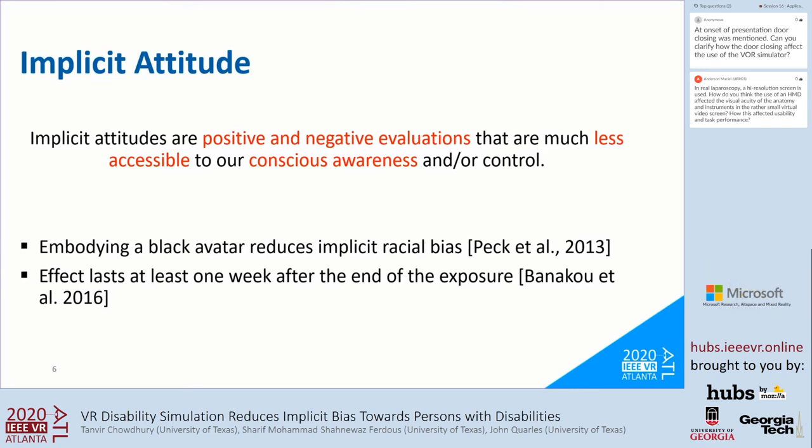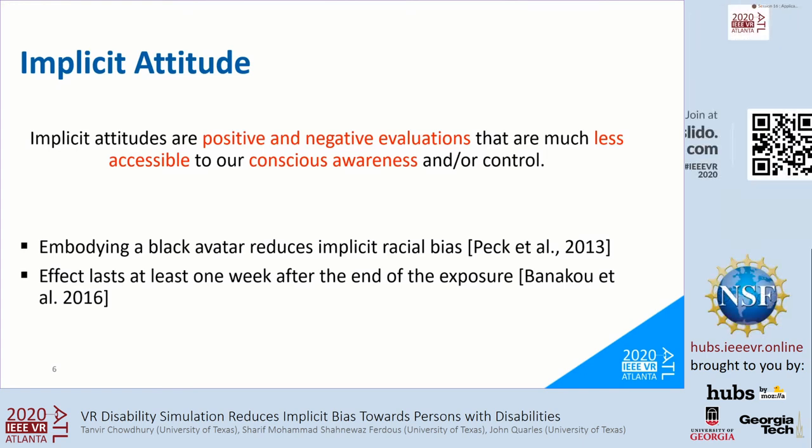Implicit attitudes are positive and negative evaluations that are much less accessible to our conscious mind. Even if you say that you like mathematics, it is possible that you associate math with negativity without being actively aware of it. In this case, we could say that your implicit attitude towards math is negative. Virtual reality has been used to change implicit bias in various research. For example, it has been shown that embodying a black avatar reduces implicit racial bias. It has also been shown that such an effect lasts at least 1 week after the end of the exposure.